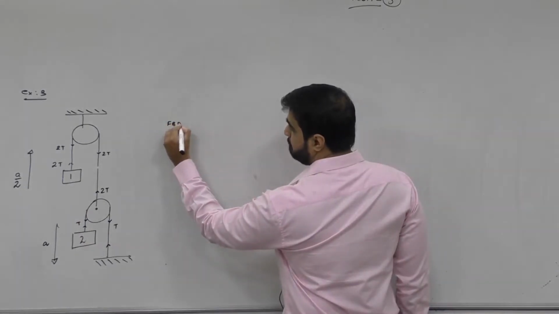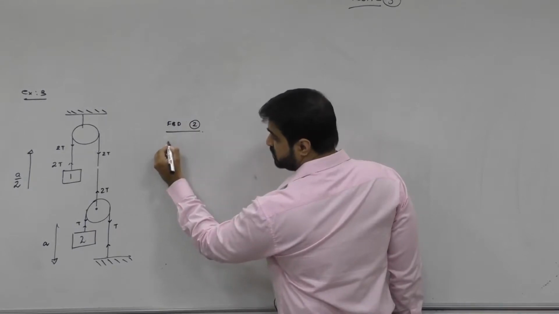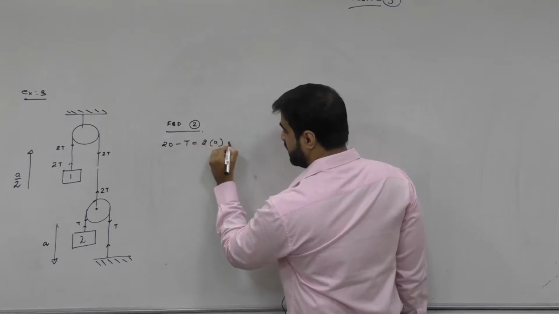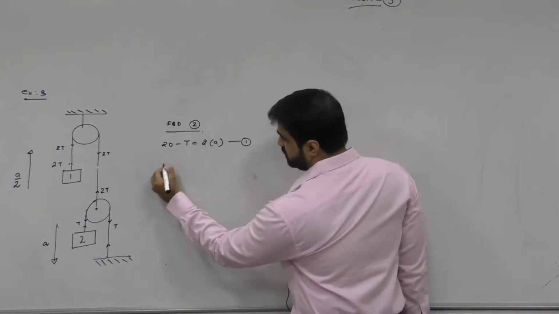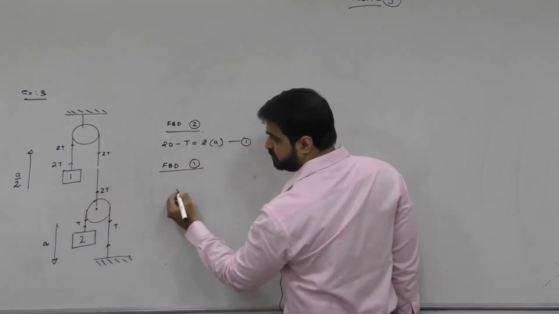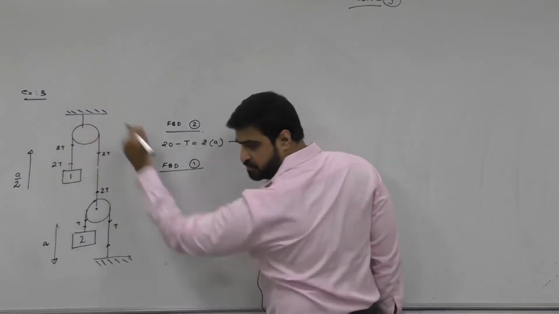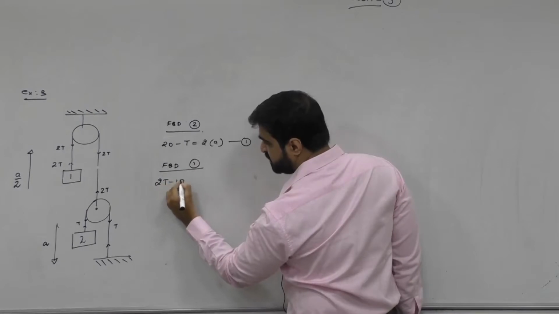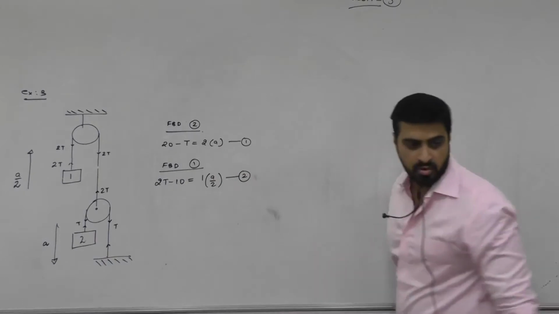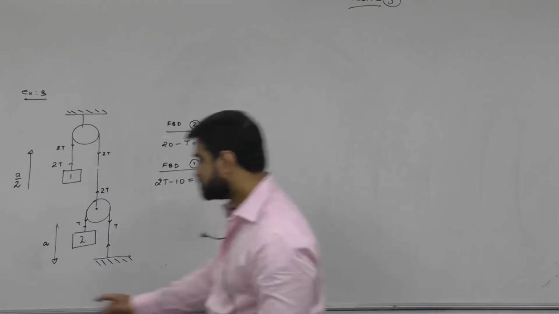Okay, to write its free body diagram, come on. FBD of 2. Tell me, who is below? 20 below. Who is above? T. T minus 20 is 2 into A, equation 1, correct. If you want to write the FBD of 1, tell me. Who is below? 10. Who is above? 2T. So F net, the upward force is heavier because this is going up. So 2T minus 10 is equal to 1 into A by 2. Solve them, you get the value of T and A by 2 or A. Got it? Start.